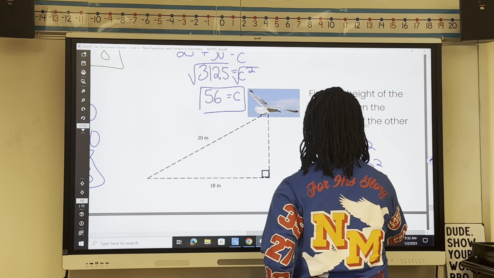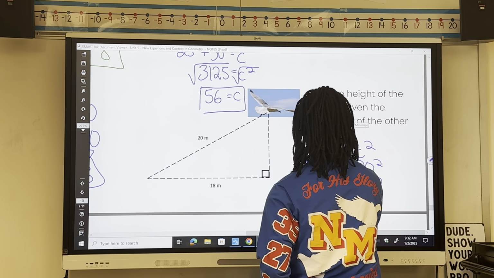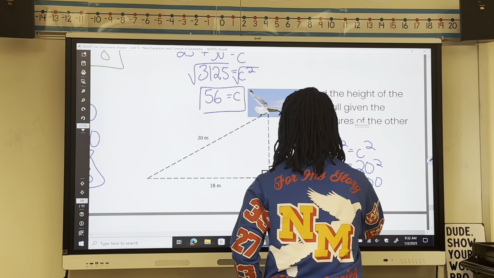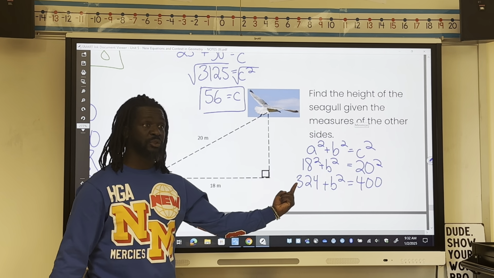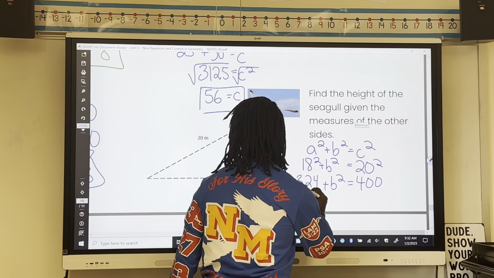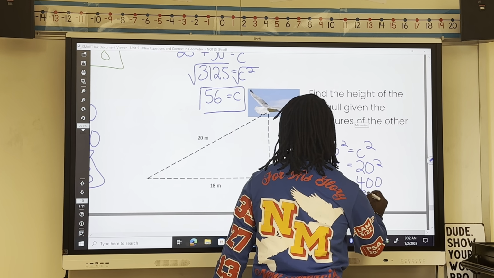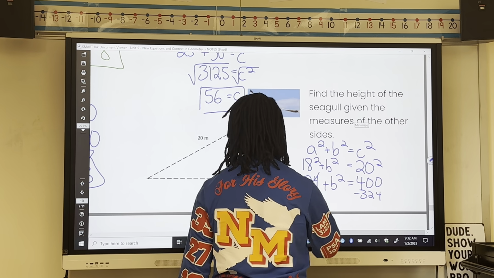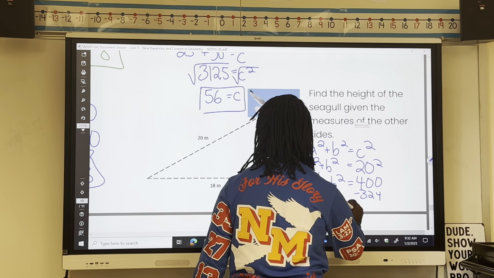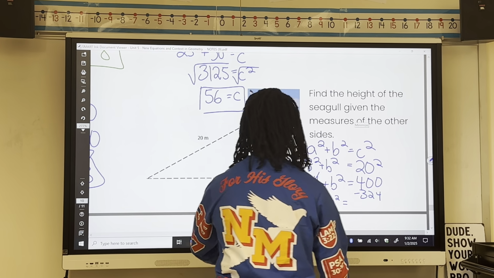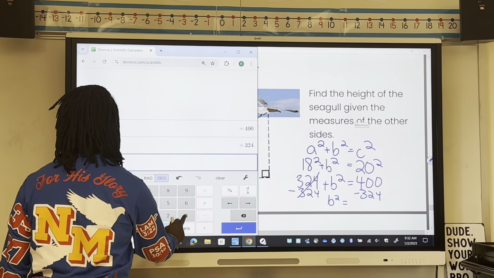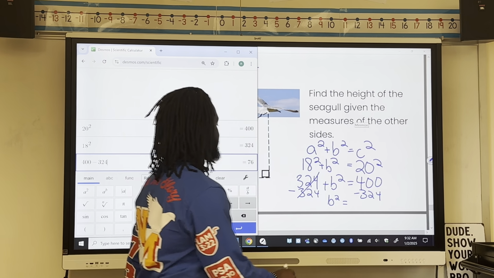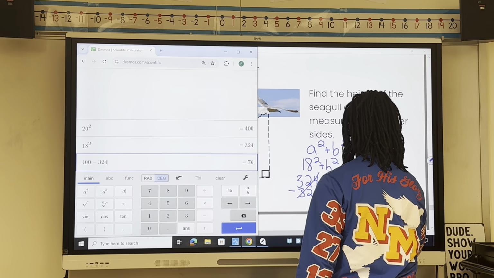So 400 equals 324 plus b squared. Okay, now to get rid of the 324, I have to subtract 324 from both sides. That's going to cancel. That leaves me with b squared equals 400 minus 324. So 400 minus 324, and that gives me 76.